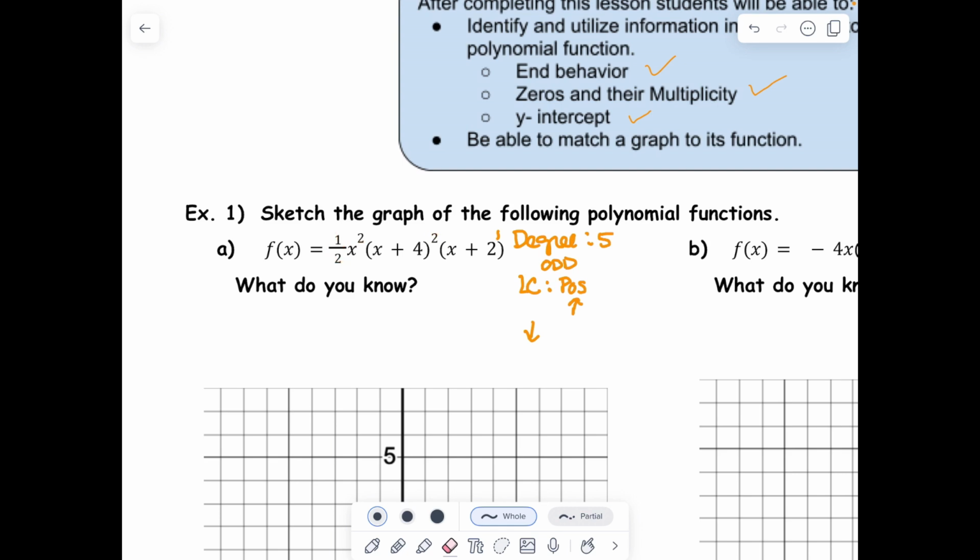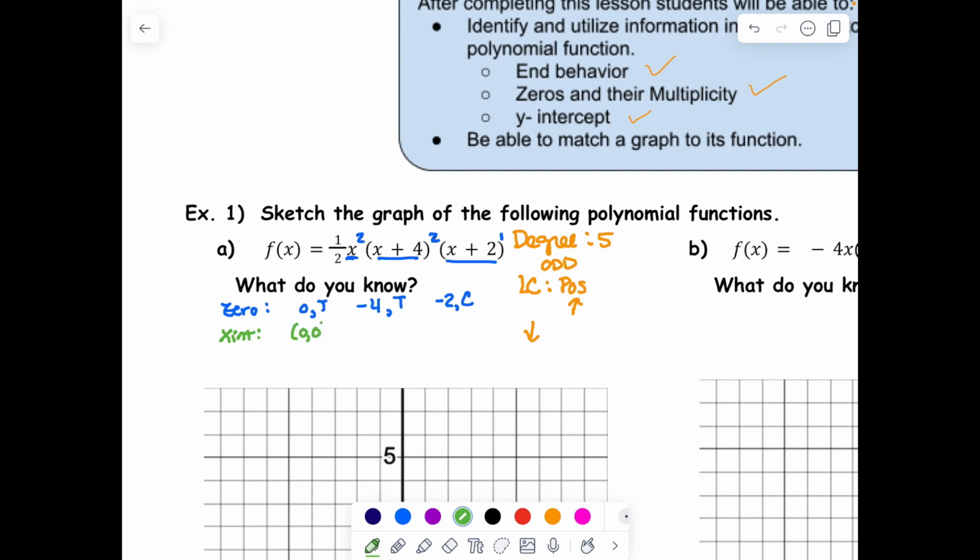Now we are going to look at the zeros and decide if they touch or cross. This one has a zero that is just 0, and we can see that it's even, so it's going to touch. Then this zero is -4, and it's even. When we say even, we're talking about these exponents, the multiplicity. So we know it's going to touch. But the last one, -2, only has a 1, so this is odd, so it's going to cross or go through.